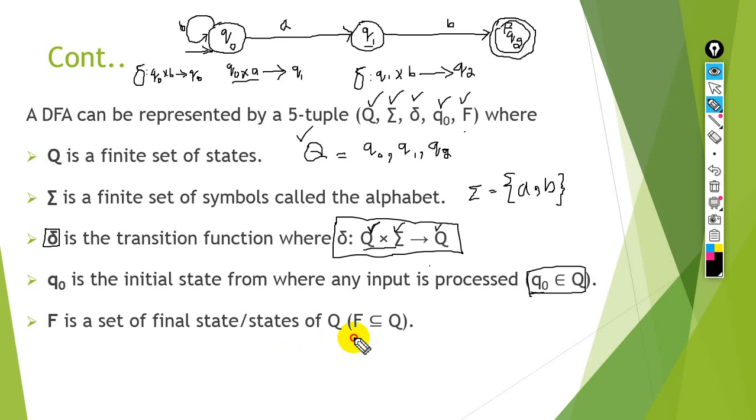It also belongs to Q. So these are the 5 tuples through which we are representing the DFA diagram.